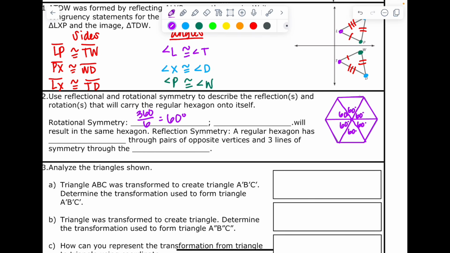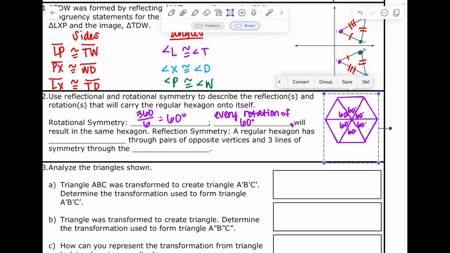All right, and then every rotation of 60 degrees will result in the same hexagon. So every time we rotate 60 degrees, it's going to match onto itself. The reflectional symmetry: a regular hexagon has 6 lines of symmetry, right? So let me get rid of all this.